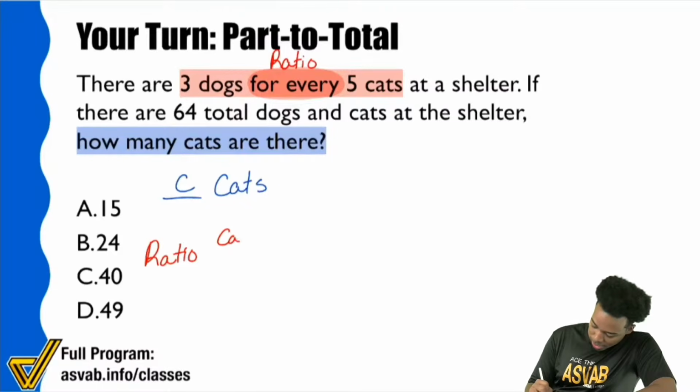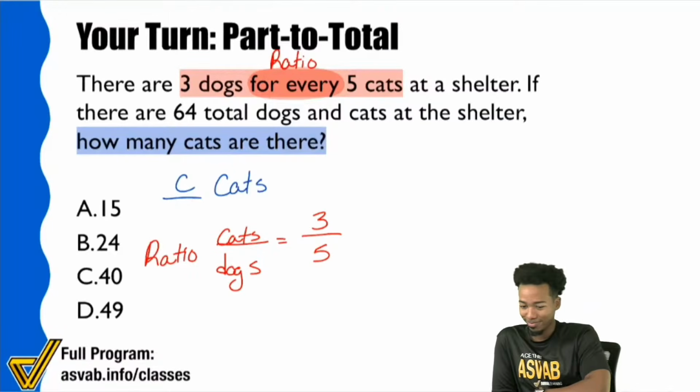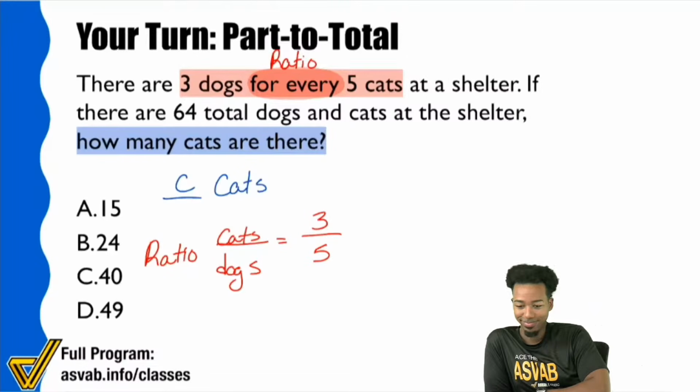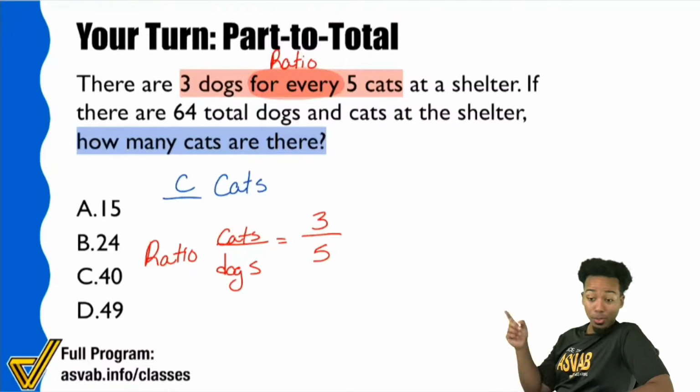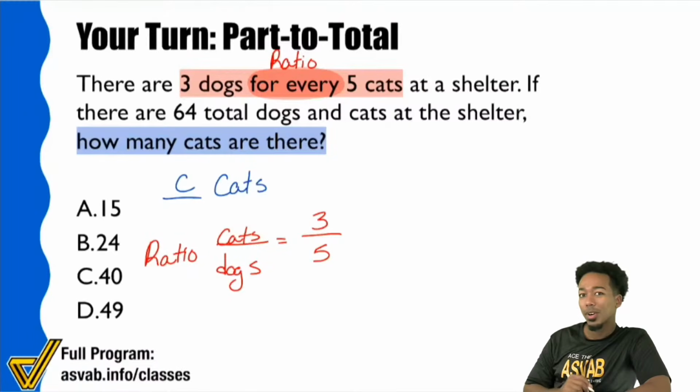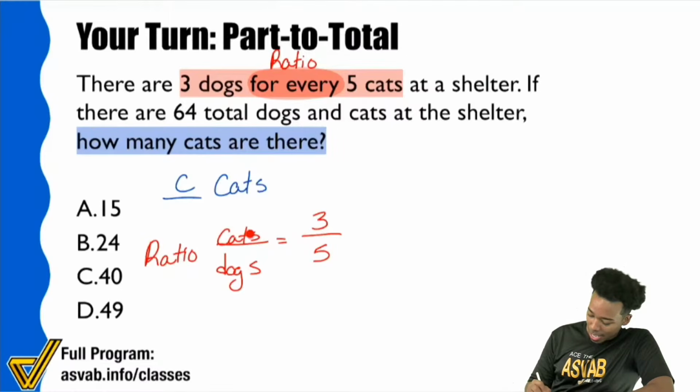And then we have, I'm going to say cats to dogs, 3 to 5. All good so far? No. What do you mean? That's right. We got to compare the same things in the same way. I didn't do that. I wrote 3 and 5, but not in the right order. Notice how I wrote cats over dogs. It should be dogs to cats. The 3 belongs with dogs, which it does not here.